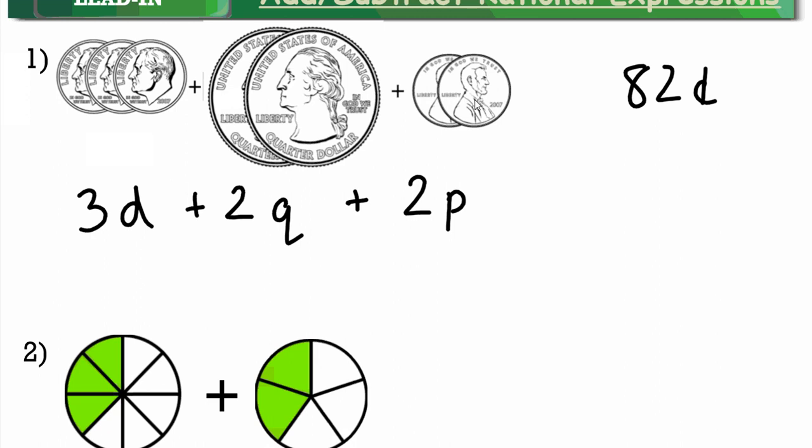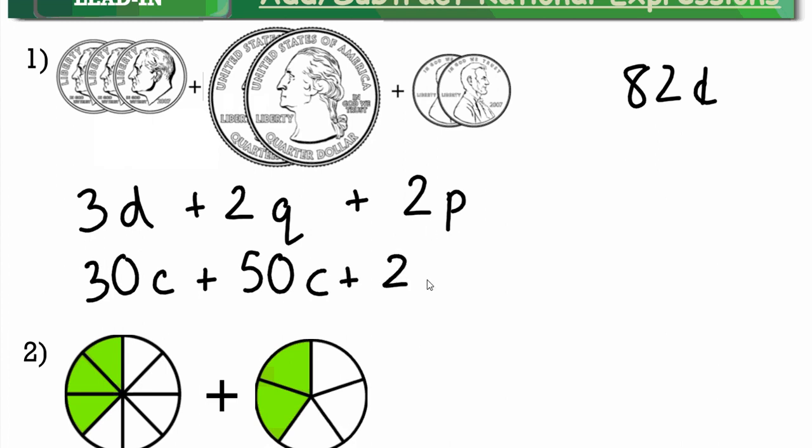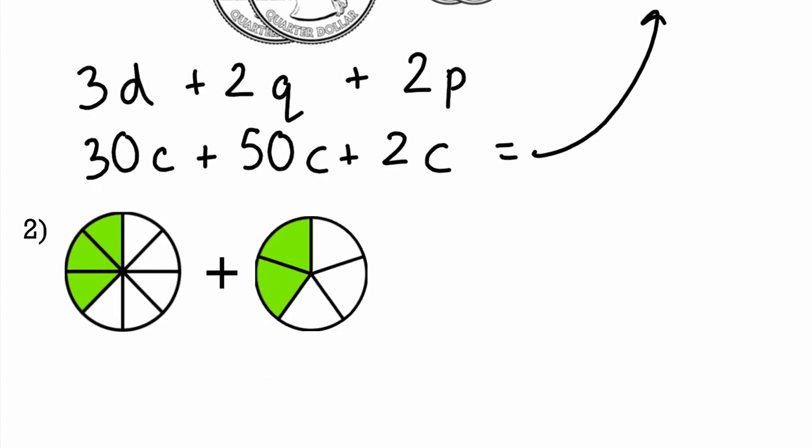In math, we call it a common denominator. Instead of saying 3 dimes, you're actually thinking 30 cents. Plus 2 quarters, oh, that's 50 cents. 2 pennies is 2 cents. I add that all up and I get 82 cents. So you do it with money all the time. You get a common denominator. You get like terms.